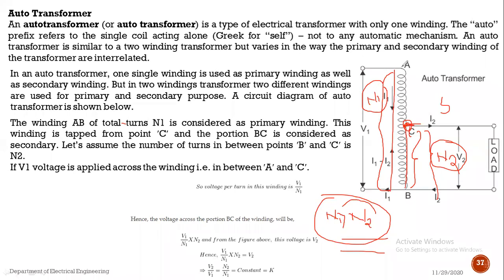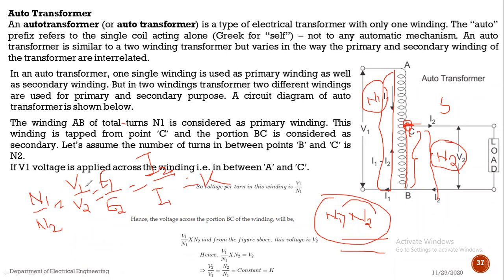Whether it is step up or step down, the equation of the kVA rating or the transformation ratio is N1 divided by N2 equals V1 divided by V2 equals E1 divided by E2 equals I2 divided by I1, which equals K. See, N1 is greater than N2, that means V1 is greater than V2.